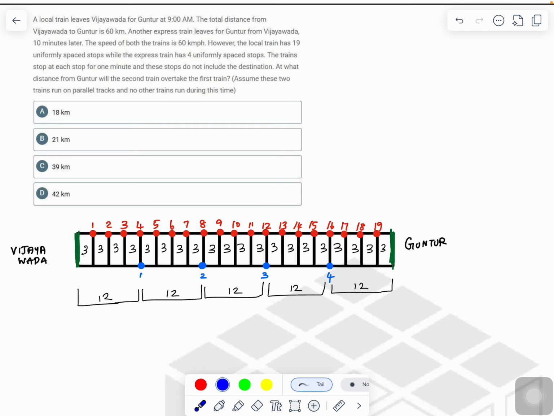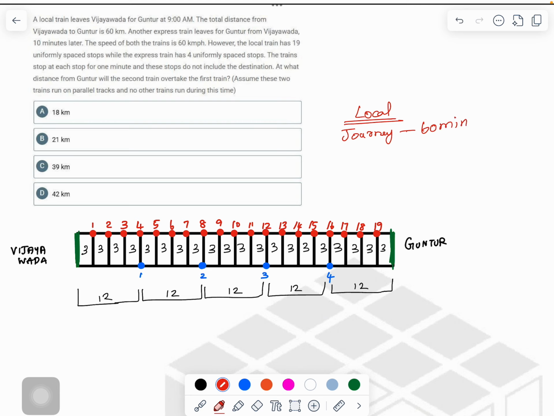Now the trains are going to take time to reach the destination from the start. What is the entire time taken by the red train? They've mentioned that each kilometer will take 1 minute. So for the local train, the journey has to cover 60 kilometers, therefore it will take 60 minutes. And for stoppage, it is stopping for 19 stops, and each stop takes 1 minute, so 19 minutes. So it will reach there in 79 minutes.